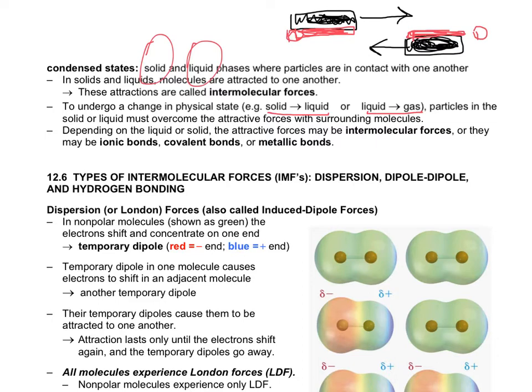Now there's this thing here, these attractive forces. I don't like the way they covered this in this bullet point. The way they phrased the bullet point, there might be a little bit of confusion. Ionic bonds, covalent bonds, metallic bonds. These are what we call intramolecular bonds.